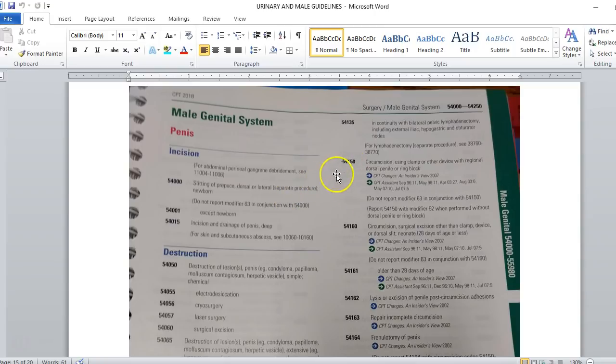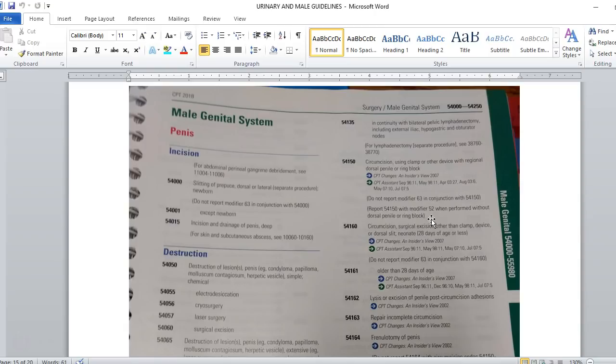This is a slitting of prepuce, dorsal or lateral. So you may want to connect these, these five right here: 54150, 60, and 61, and 54000 and 54001. Again, different techniques we use from circumcision. So what is the technique used? And if they say dorsal slit or lateral slit, you better be going up to incision and not under circumcision.